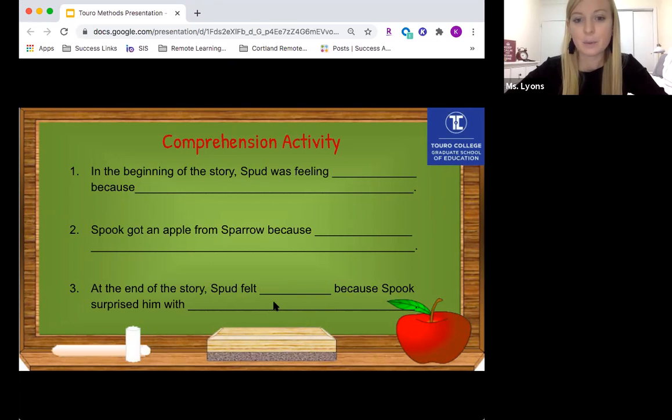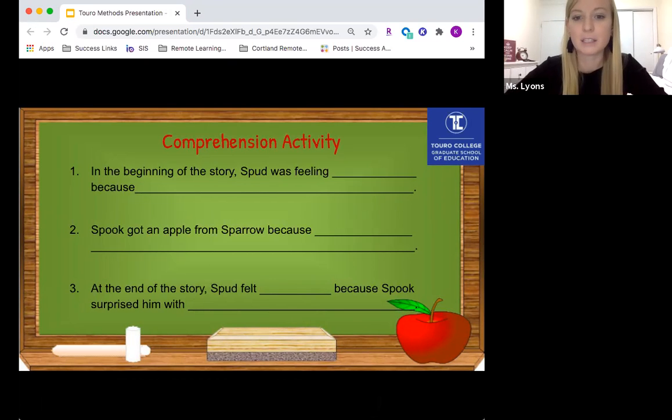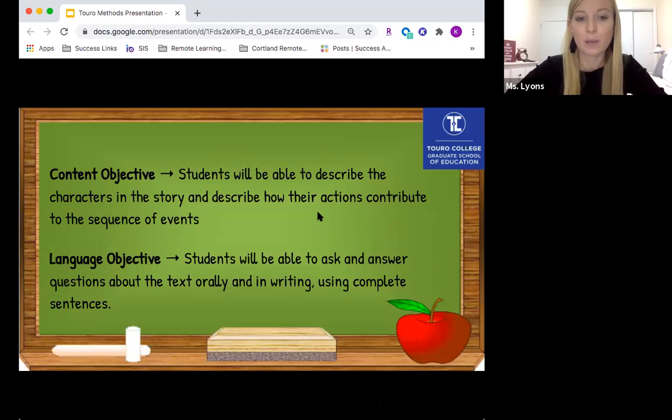After this activity, we would go through it as a class again and talk through it in order to bring back and connect it to that content objective, which was students will be able to describe the characters in the story and describe how their actions contribute to the sequence of events. So these questions directly relate to that, and having a class discussion at the end of the activity will also help to reinforce those skills.